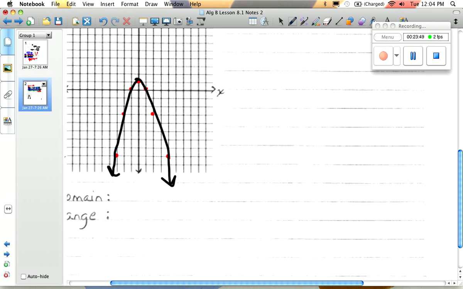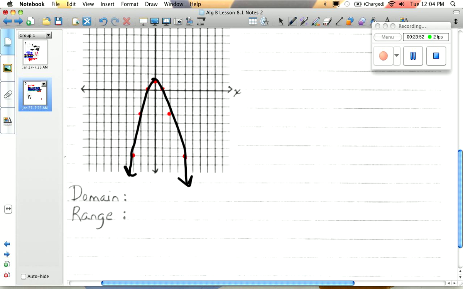Hey, what's the domain in this one? Don't think so hard! All real numbers. Remember, the domain is always going to be all real numbers for a quadratic function. And the range. Well, does this one have a minimum or a maximum? A maximum. What is its maximum? Maximum of 1. Okay, so then that would mean y doesn't go any higher than that. Less than or equal to 1. There we go.